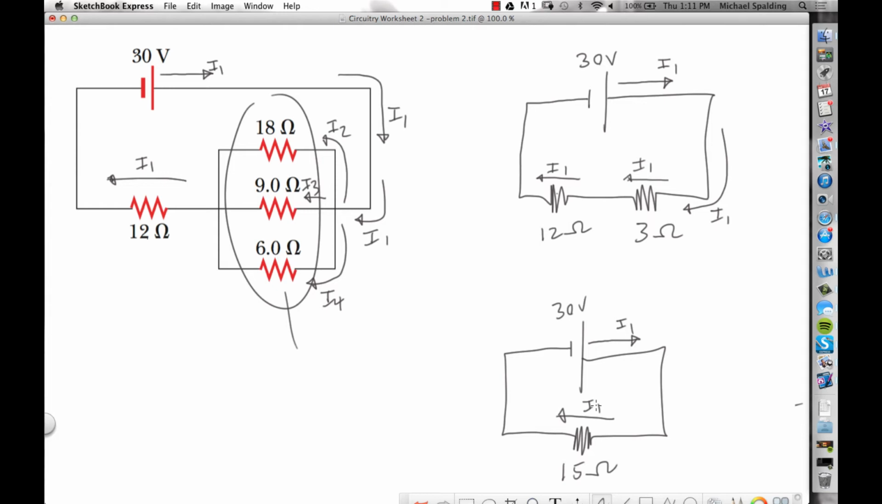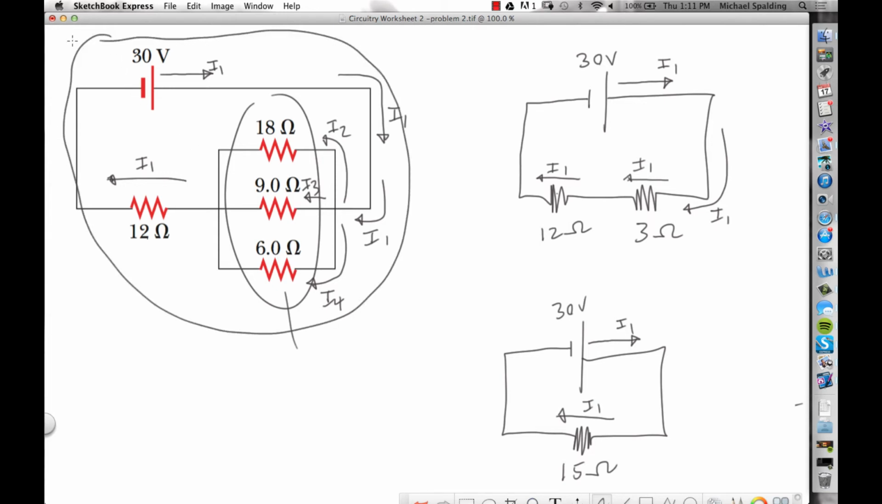Now, the next question. Calculate the total current out of the battery. What did we label that? That's I1. Now, are we going to use this picture to get I1? I wouldn't. In fact, we can't, because we don't know. Do we know what the delta V is across this guy yet? So we're not going to use this picture.